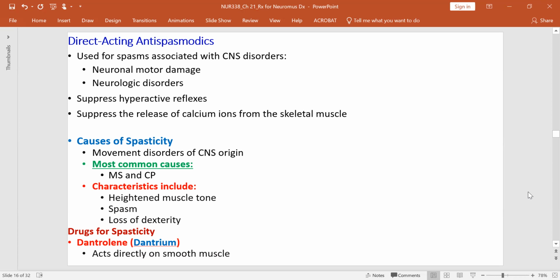This slide also includes the most common causes, as we mentioned earlier, or etiologies for spasticity, when the muscle becomes spastic. And there are three main medications to treat spasticity. One of them is dantrolene, Dantrium, which acts directly on the muscle. We also have baclofen, Lioresal, which is effective, and diazepam, Valium, which is effective as well. But baclofen and diazepam both act at the CNS level.